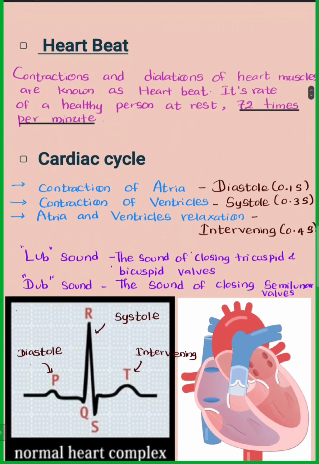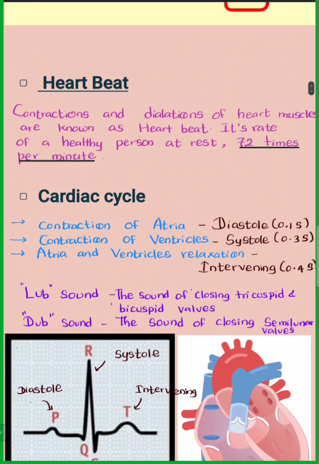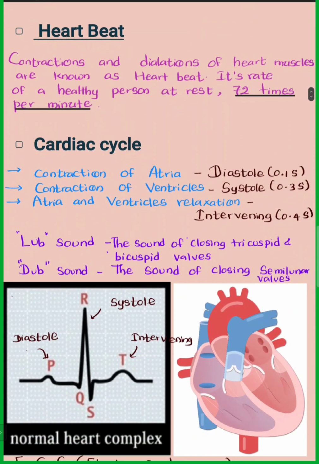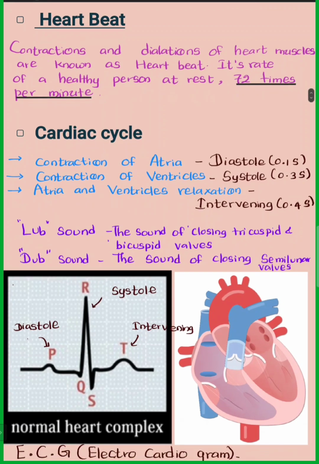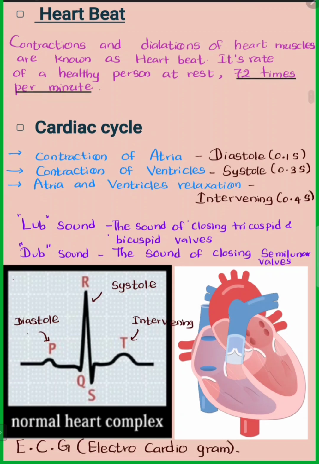There are some phenomena associated with the heart: heartbeat, cardiac cycle, as well as blood pressure. Let's get to know what the heartbeat is. The contraction and dilation of the heart muscles is known as the heartbeat. Normally, in a healthy person, you can hear the heartbeat 72 times per minute. When one heartbeat occurs, a cardiac cycle occurs.